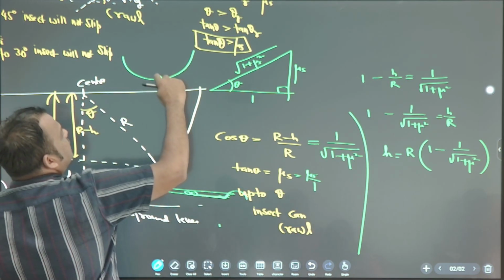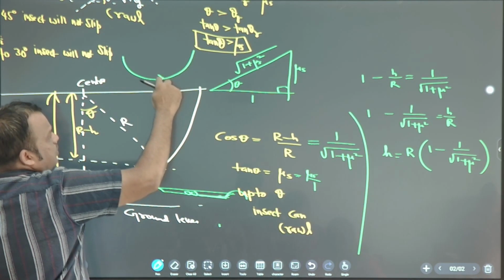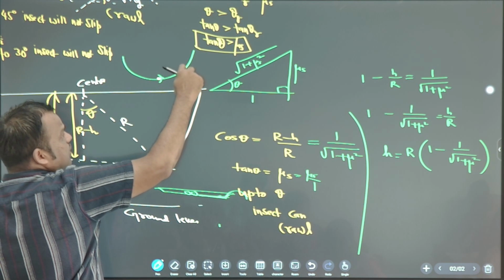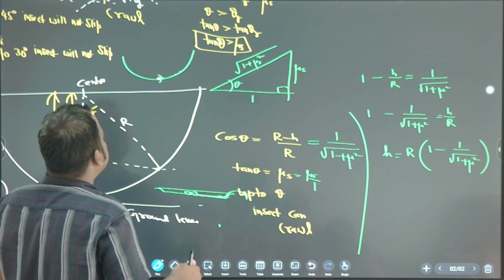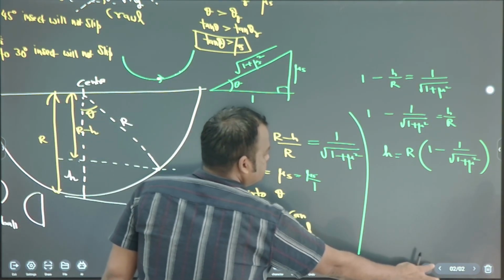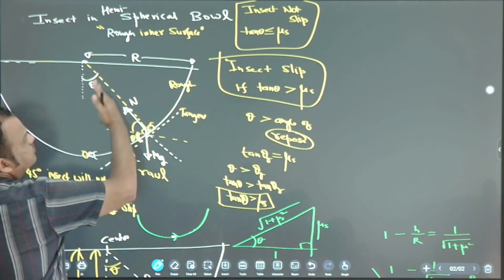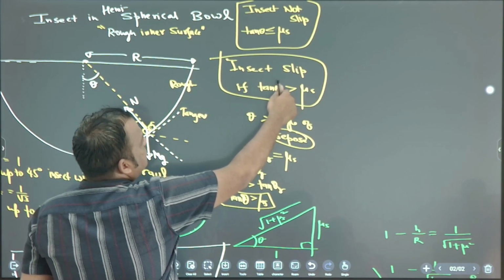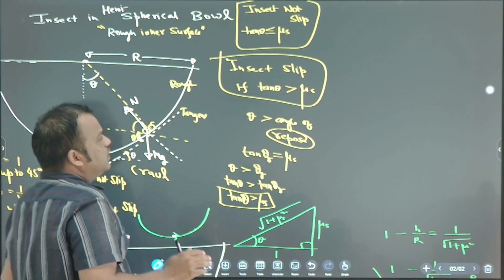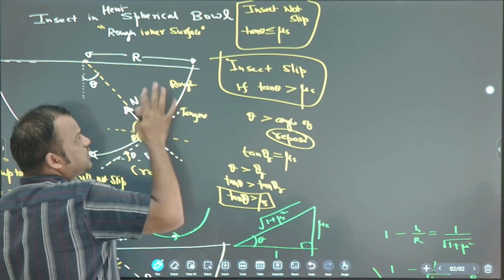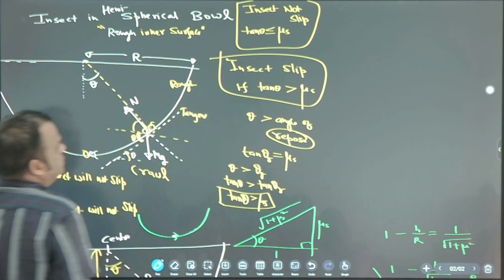But here it is not flat, it is spherical. So up to some height it can go. After that it cannot go. It will slip back. Why will it come back? Because theta is increasing. So at one time tan theta will be more than mu s. So it will slip. So suppose I don't want the insect to slip. So what is the condition? Tan theta must be less than or equal to mu s.